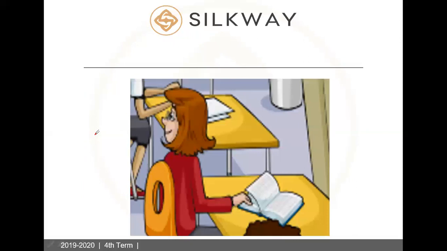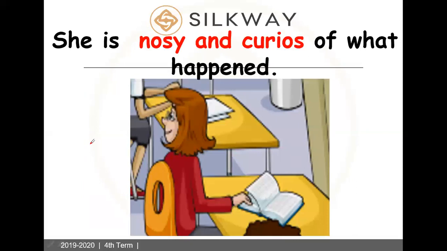Let's continue. What about this girl? This girl is nosy and curious about what happened. As you remember, there was one boy who was about to fall on the ground because one leg of his chair was broken. Maybe this girl's attention was caught by that incident. So she's nosy. She turned her head, and she was very curious.